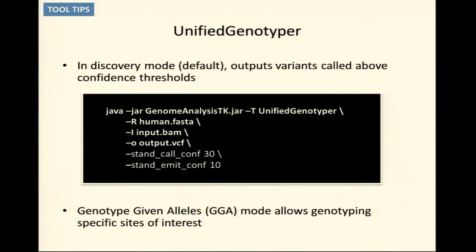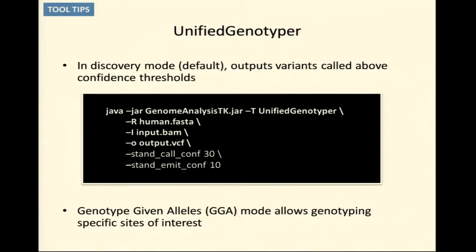So for example, here, this is the threshold of confidence that you want to establish for emitting a call. And this is in Phred scale. So for example, a threshold of 10 means that you want to emit every single variant that has a probability of at least 90% of being present.